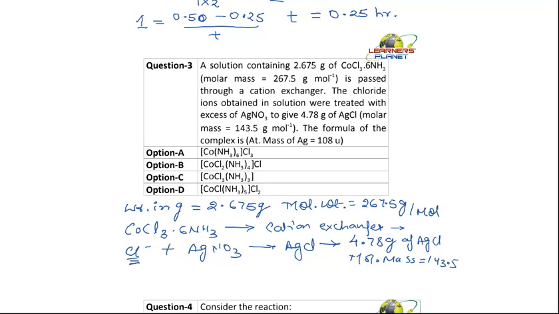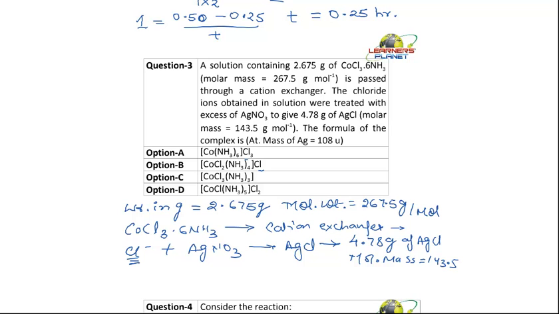Now what do you have to find out? The formula of the complex, right? What it is asking, what is the formula of the complex? That how many Cl atoms are outside, right? Because the weight of AgCl formed is equal to the number of Cl ions which are produced by ionization, right? So now let's solve this question.